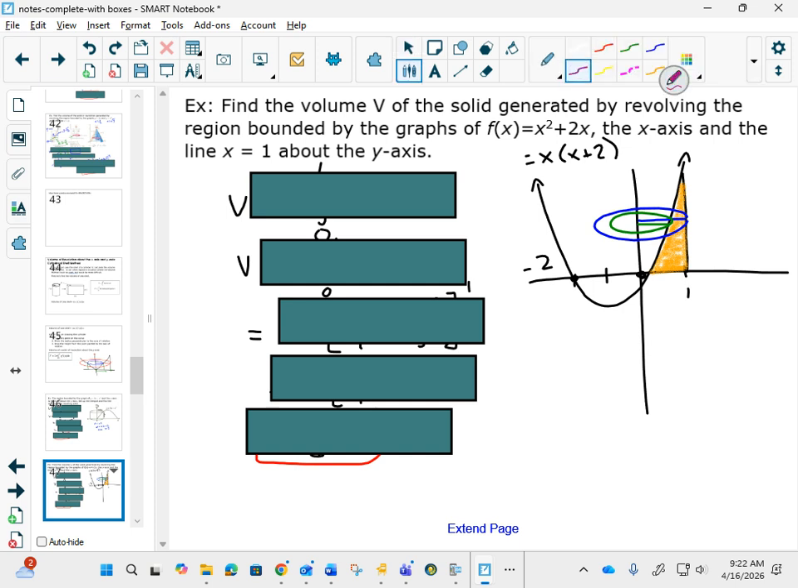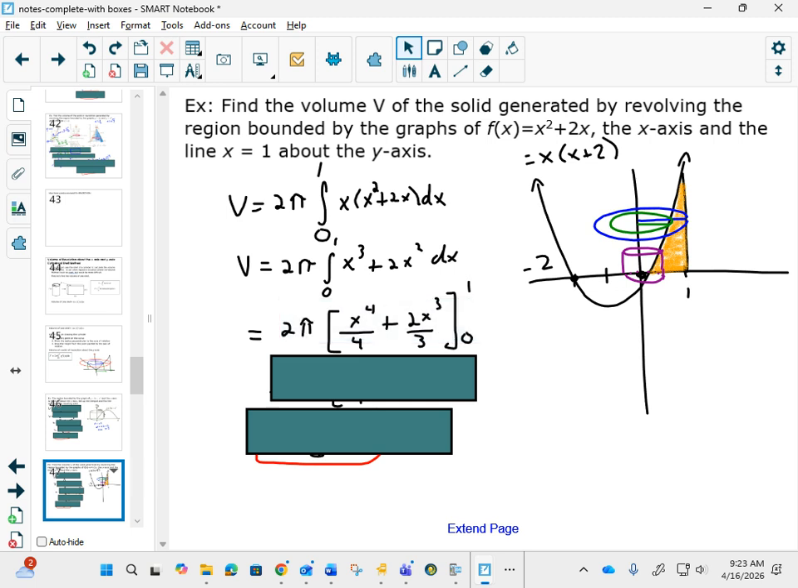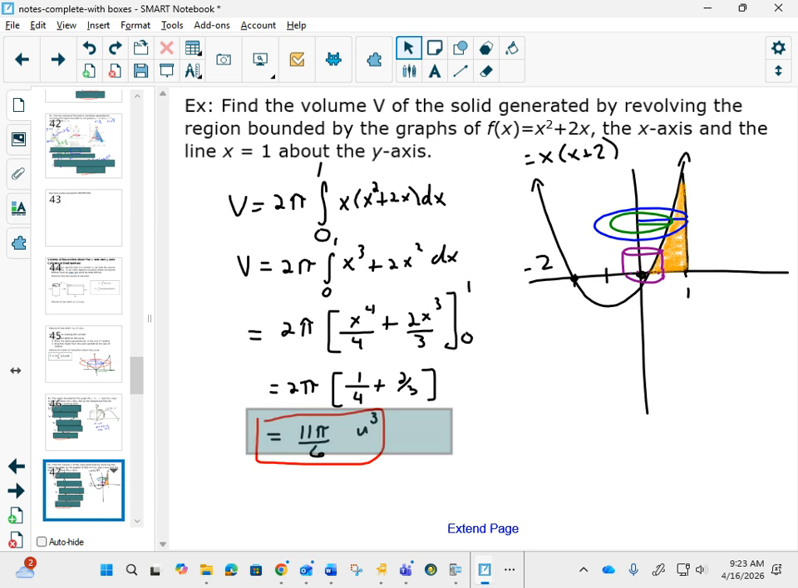I'll pick a point here. There's my paper thin cylinder. Rotating around, I'm going to add up all of those paper thin cylinders. So I go 2 pi x. I can take the 2 pi out, x. The height is my function. Multiplying this through and integrating is easy. Plug in your numbers. 1s and 0s are very nice. And we get 11 pi over 6.